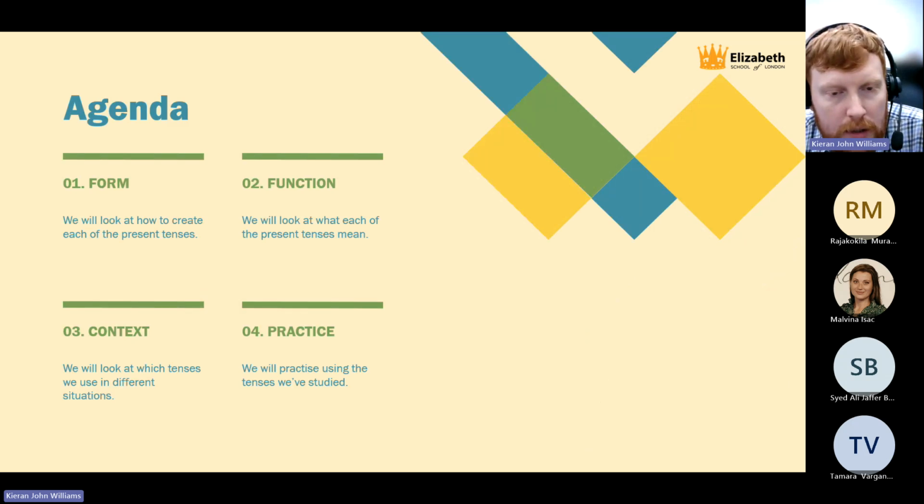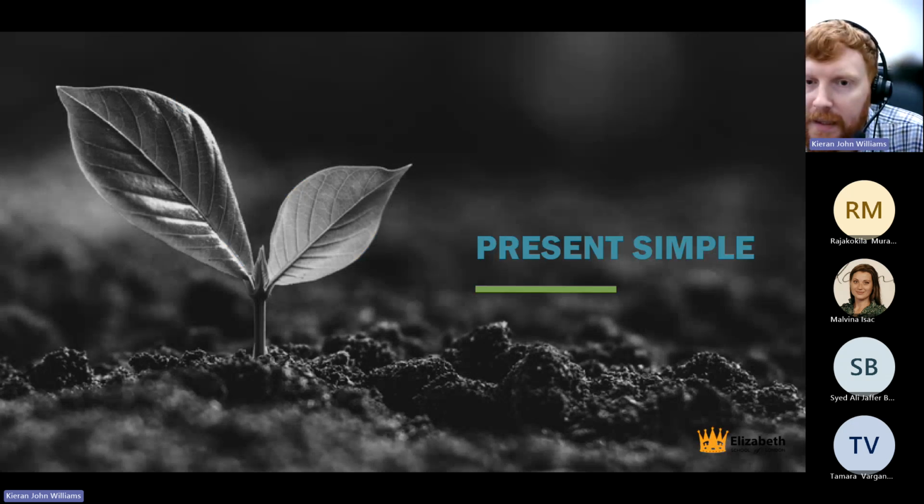So, this is our agenda for today. We are going to have a look at the different forms of the present tenses. Then we will look at the function, so how we can use them. Then we will look at the context of the tenses, so in what situations we would use them. And then we're also going to practice using these as well. Okay, so let's begin.